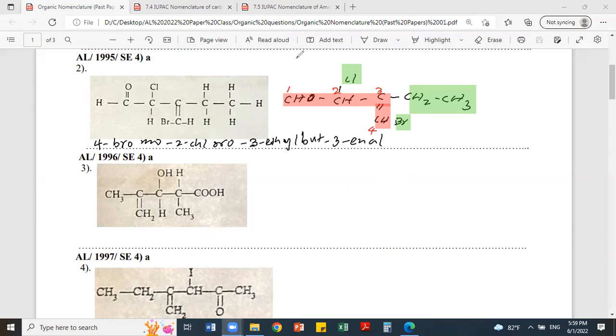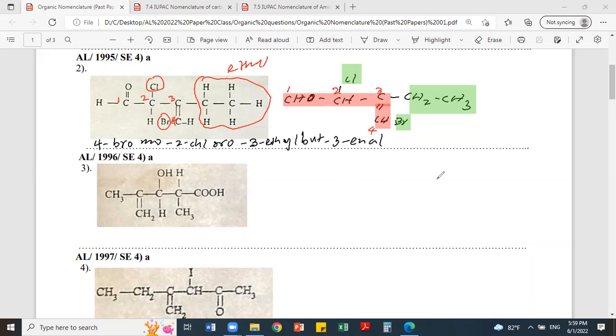Then next one, number 3. Shall I read this? Did you finish copying down? Even here also you can put the numbers 1, 2, 3, 4, no problem. Then you can take this chloro as a substituent group, and then bromo as a substituent, and then this entire thing as a substituent, that is the ethyl group. Ethyl, bromo and chloro.